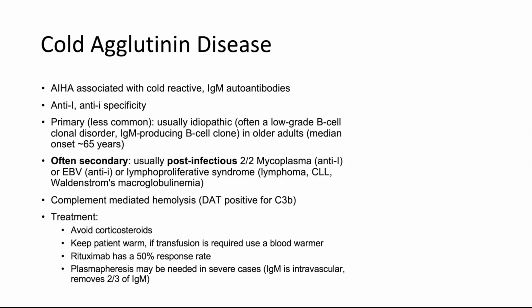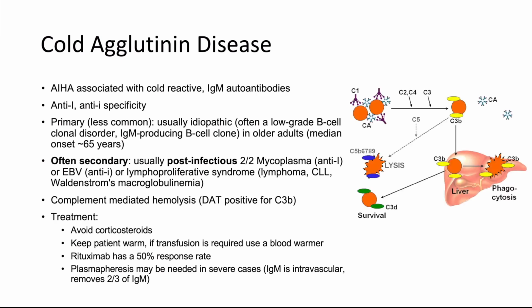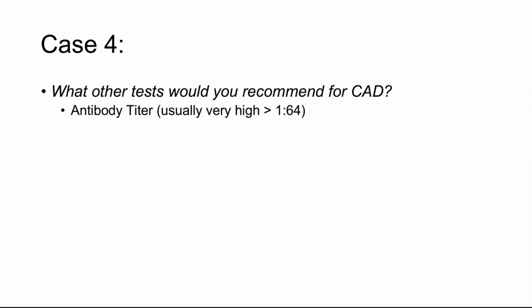Here you, again, avoid corticosteroids. You keep the patient warm, use a blood warmer. You can use rituximab, and if it's a very severe IgM intravascular disease, you could use IVIG. You could use apheresis. So, what other tests could you recommend for cold agglutinin disease?